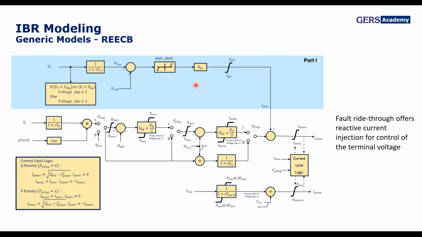Let's move through this whole section of the models. Part 1A just shows that under conditions of over voltage or under voltage, you will activate this control loop. The other outputs, in terms of current commands, are frozen during this condition. So basically, when you have a fault that exhibits under voltage, the response will mainly follow this branch.